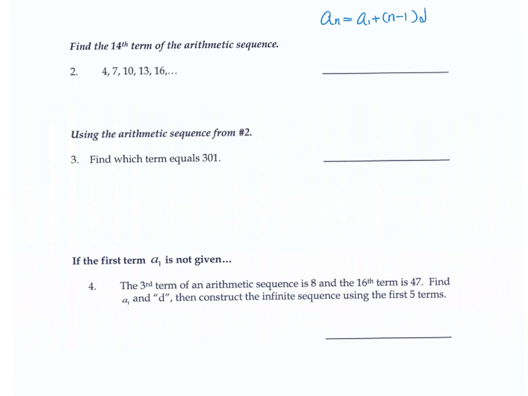That's our arithmetic sequence formula. If I need to find the 14th term of this one below, 4, 7, 10, 13, 16, notice that the common difference is 3. So if I want to find A14, A1 is 4, right? A14 equals 4 plus (14 minus 1) times D. And that would be A14 should equal 43.